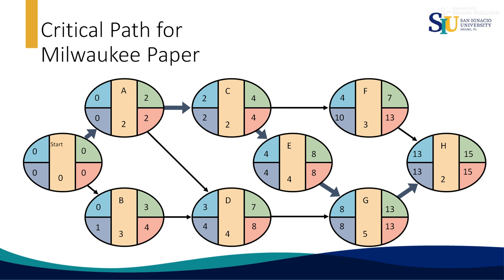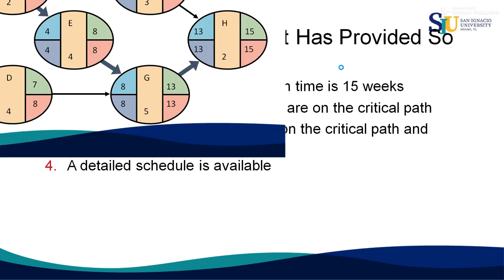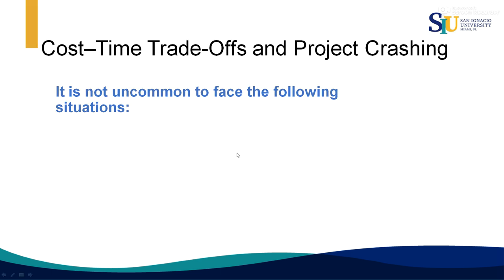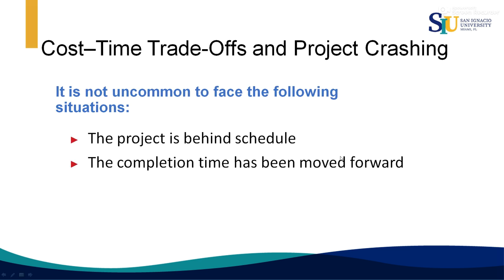Remember, 16 weeks is the goal to complete this project. With the data that we have, we can complete it in 15, 1 week before. This is the critical path. The project expected completion is 15 weeks. There are 5 activities on the critical path, and 3 activities are not on the critical path and have a slack time. Then that's the critical path method.